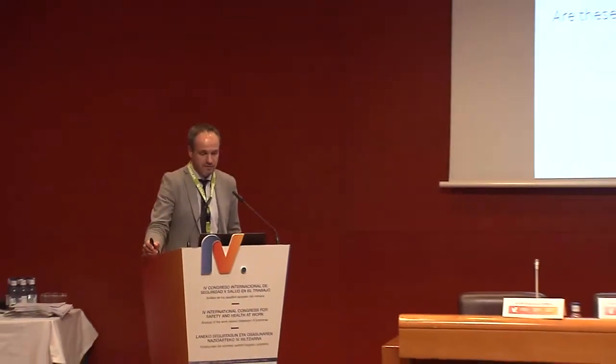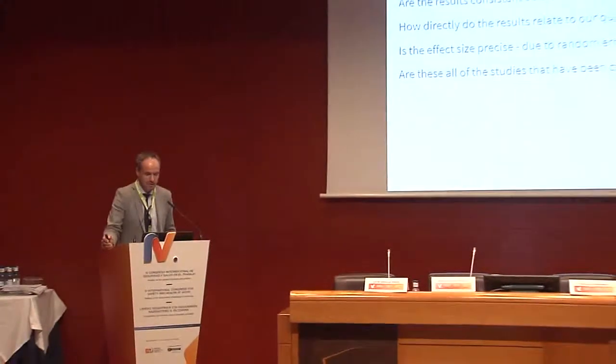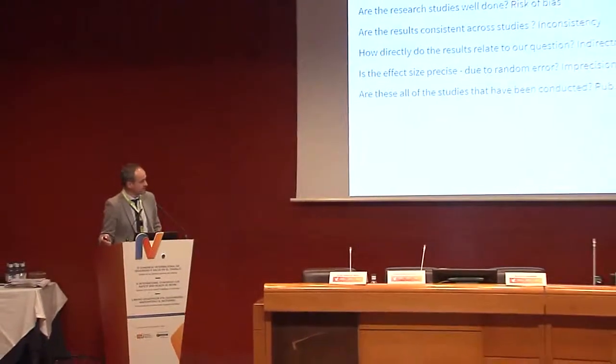Fourth, precision, that is, do you have a sufficient number of data that allow you to make statements about how likely random error is to explain an association? And then fifth, are these all of the studies that actually have been conducted? Paul referred to publication bias. That's essentially the fifth criterion.